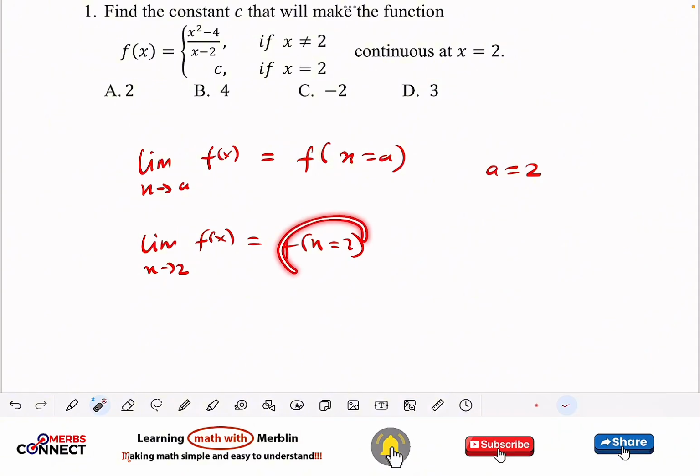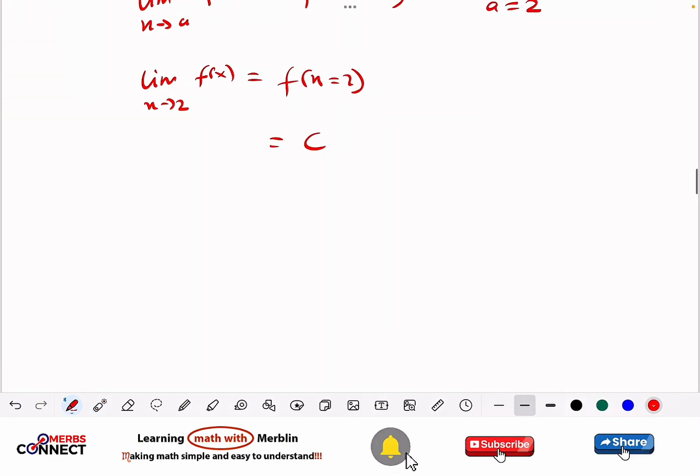Now f of x is equal to 2, which is here, is equal to c. So it means that this is equal to c. So what we just need to look for is the limit as x is approaching 2 of f of x. And if x is approaching 2, that's where we pick x not equal to 2. So we are going to pick this function. So let's go and figure it out.